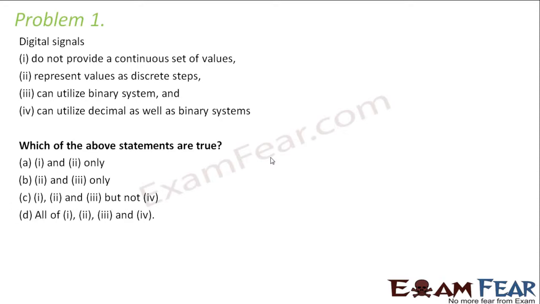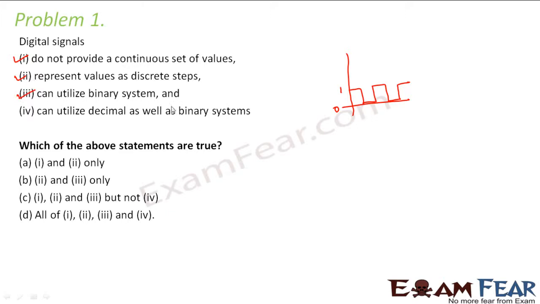The first property: they do not provide a continuous set of values. That is true, because when I talk of digital signals, I talk about signals which only talk in respect of high and low values. That means it either talks about 1 or it talks about 0. So they do not provide a continuous set of values. Very true. Represent values at discrete steps. It doesn't talk about continuous values, it says discrete steps. Can utilize binary system, very true.